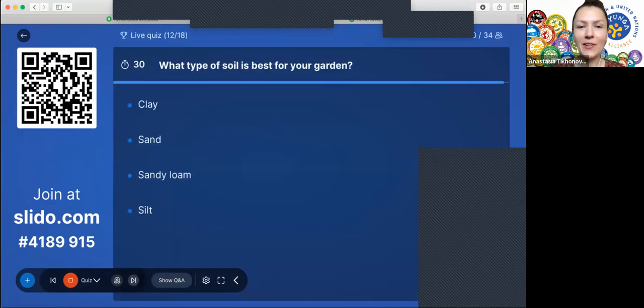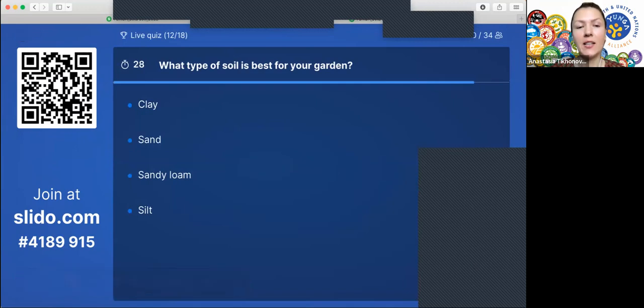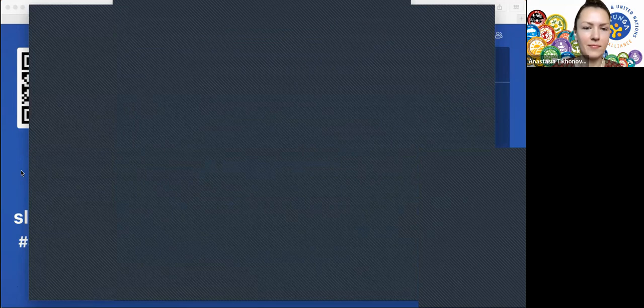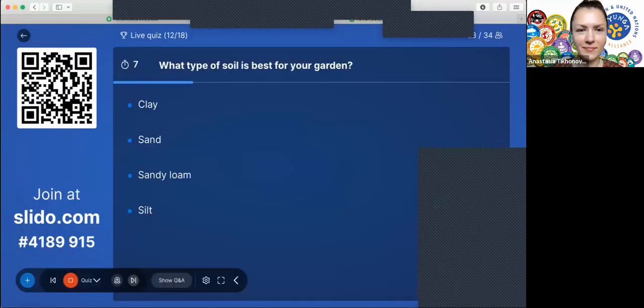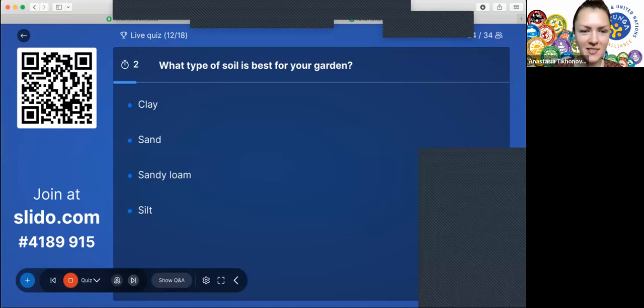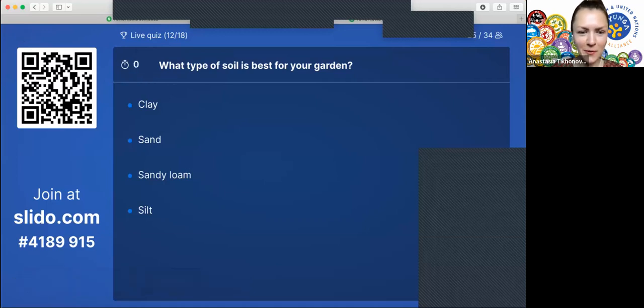What type of soil is best for your garden? Clay, sand, sandy loam, or silt? Let's see if you know which soils are good for growing your food. Few seconds left. And let's see what you think.